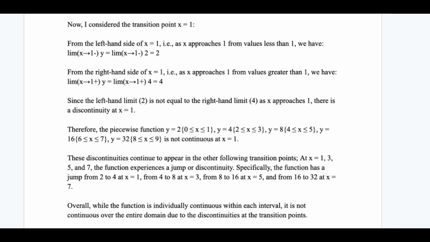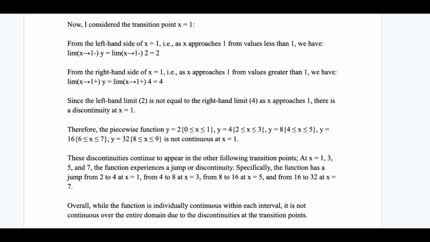After doing this, I considered the transition point x equals 1. From the left-hand side of x equals 1, as x approaches 1 from values less than 1, the limit is equal to 2. From the right-hand side, the limit is equal to 4. And since the left-hand limit is not equal to the right-hand limit as x approaches 1, there is a discontinuity at x equals 1. These discontinuities continue to appear in the other following transition points. For example, when x equals 3, 5, and 7, the function experiences a jump or discontinuity.